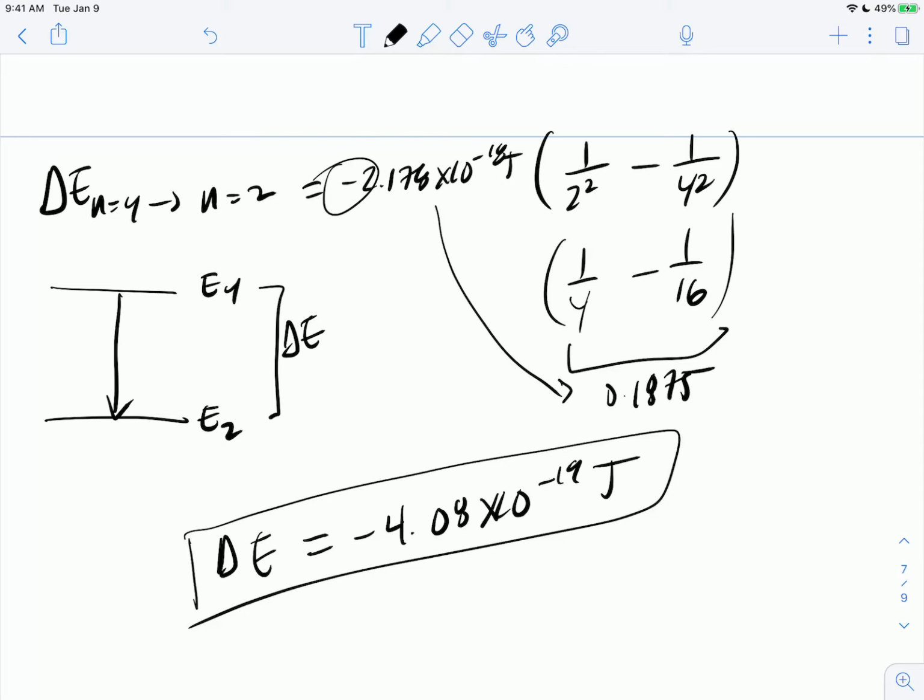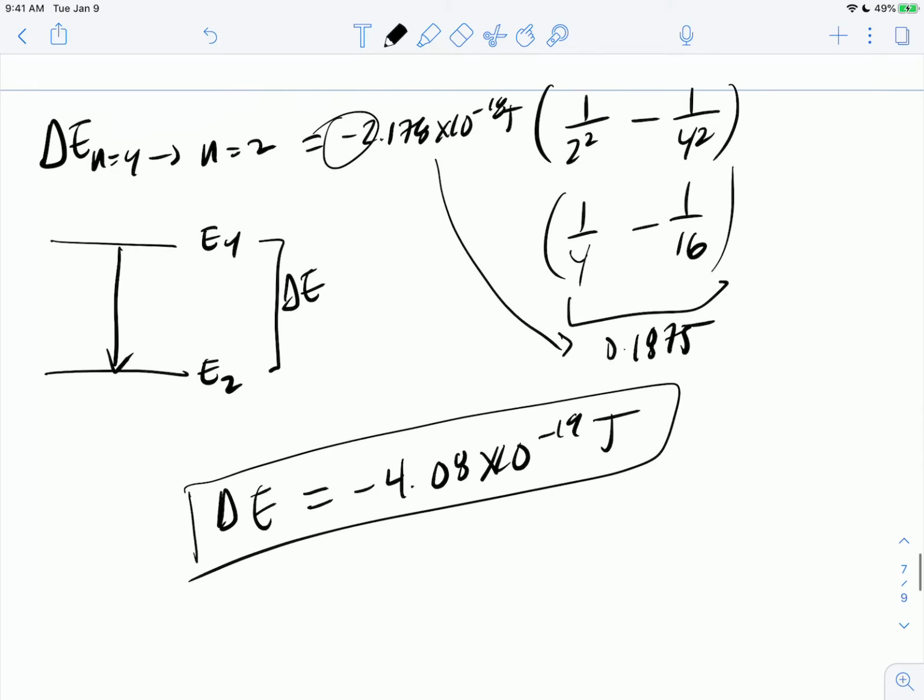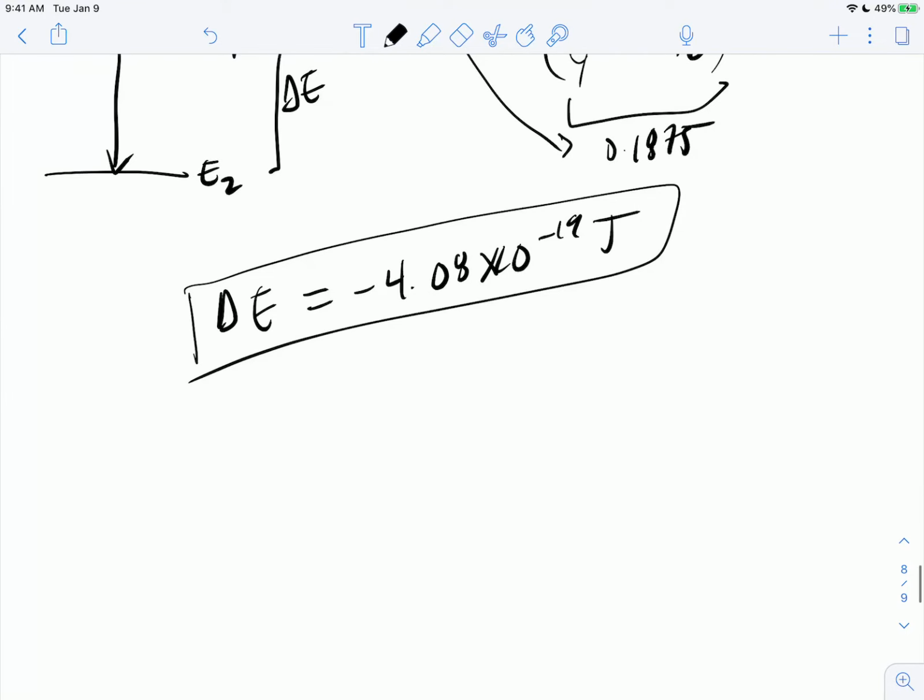But sometimes people like to report this in terms of wavelengths. And so we know that E is equal to hc over lambda. And so if we have delta E, I'm just going to use the magnitude, 2.18 times 10 to the negative 18th joules.